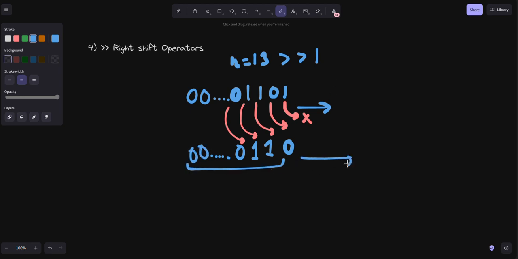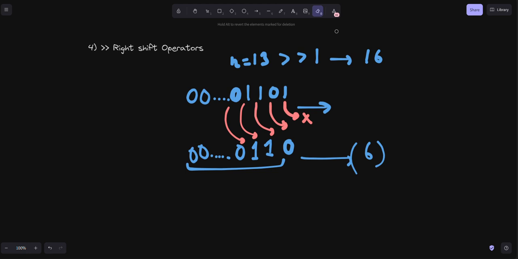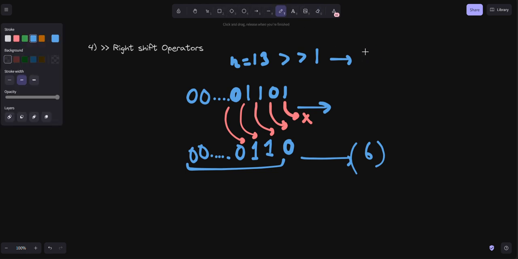Which number will this become? This will become 6, right? Because 2 to the power 0, there's nothing; 2 to the power 1 is 2, 2 to the power 2 is 4, plus 2, 6. So if you apply one right shift operation to 13, it will give you 6, only 6. Got it? So you'll get 6 here.